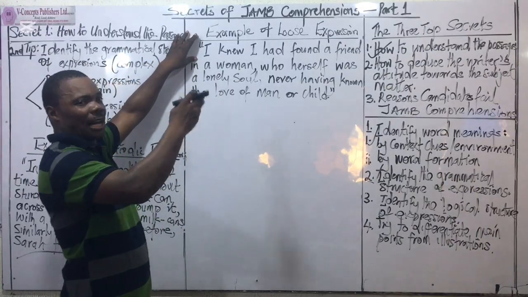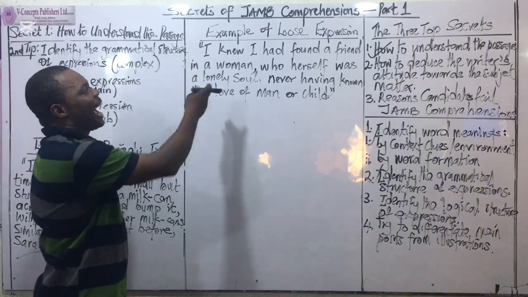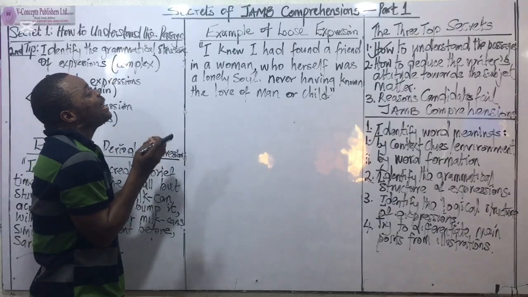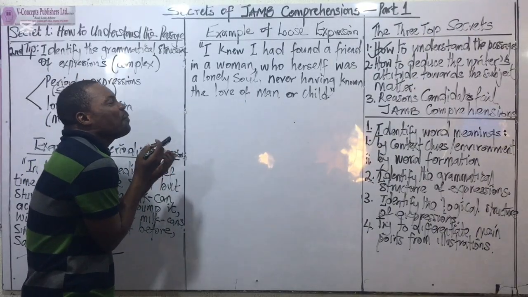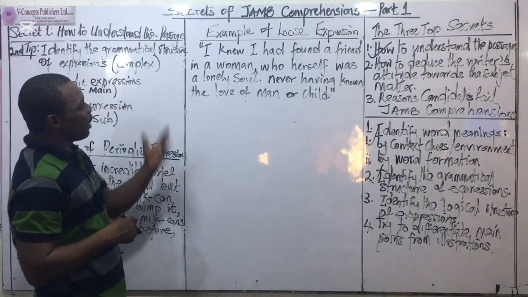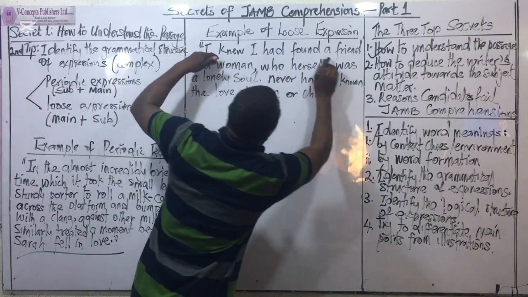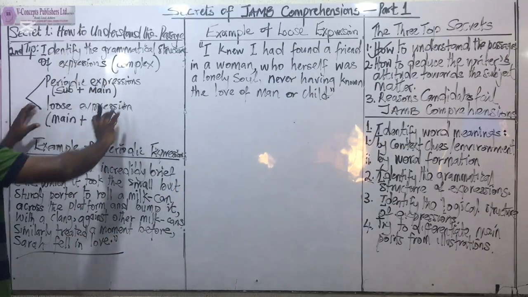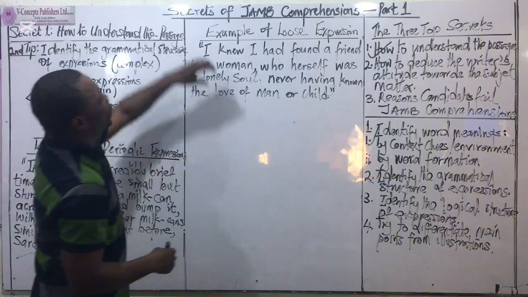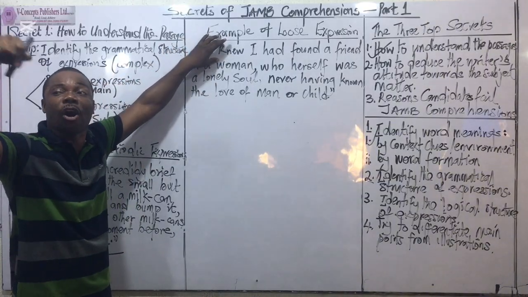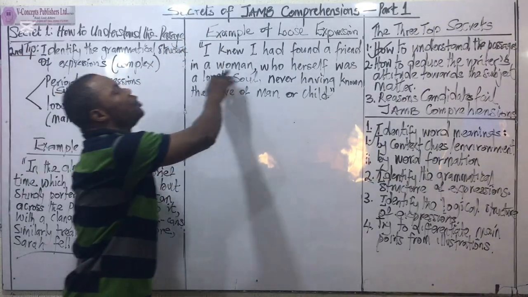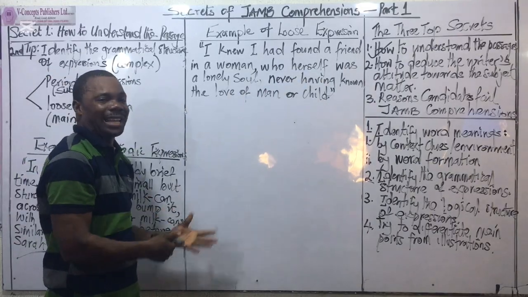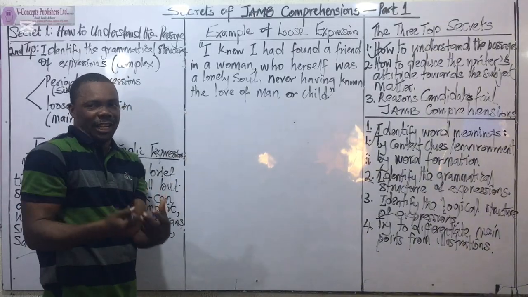This one is an example of a loose expression. I knew I had found a friend in a woman who herself was a lonely soul, never having known the love of a man or child. So what is this guy trying to say? This guy had fallen in love with a woman, simple. This expression is a loose expression. Why is it a loose expression? Because it contains the main point at the very beginning of the sentence. I knew I had found a friend in a woman. This guy had found the love of his life. This guy has just fallen in love with what?